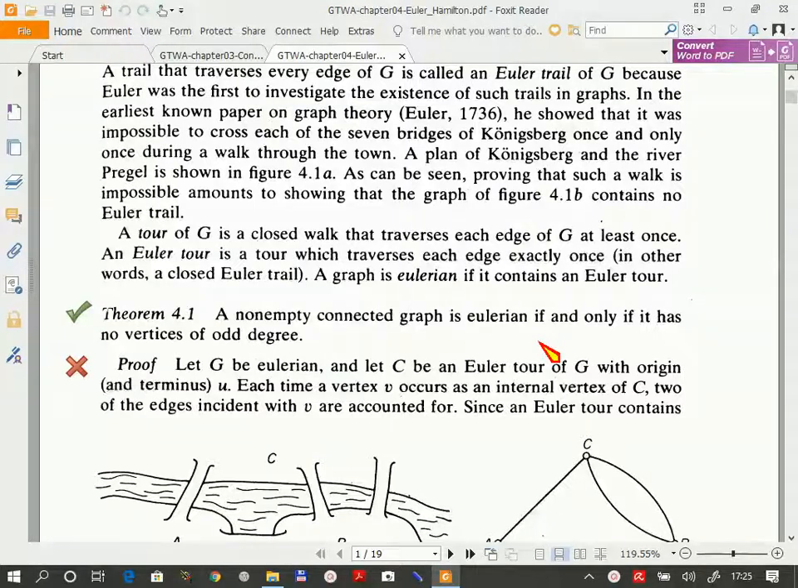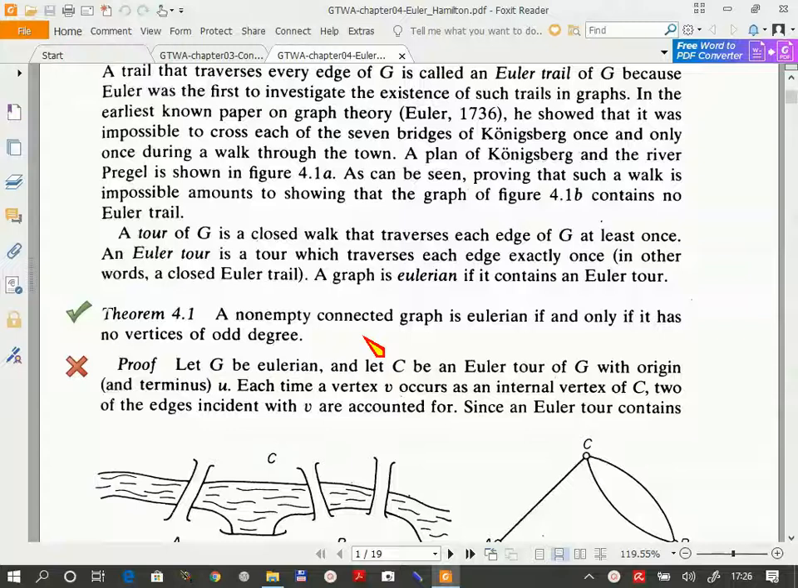And here, what's this necessary and sufficient condition? A nonempty connected graph is Eulerian, meaning that it has an Euler tour, a closed Euler trail, if and only if it has no vertices of odd degree. So this is easy to check. You visit every vertex, count the number of edges incident to that vertex, that's the degree.